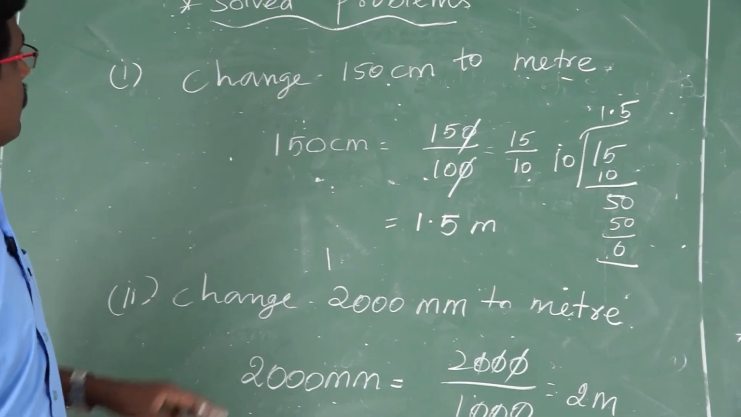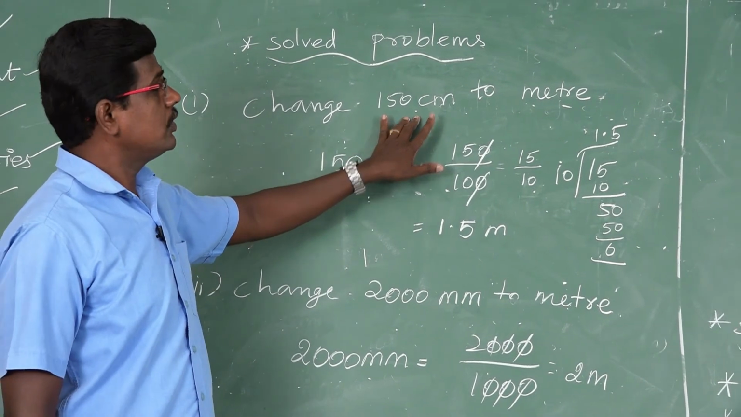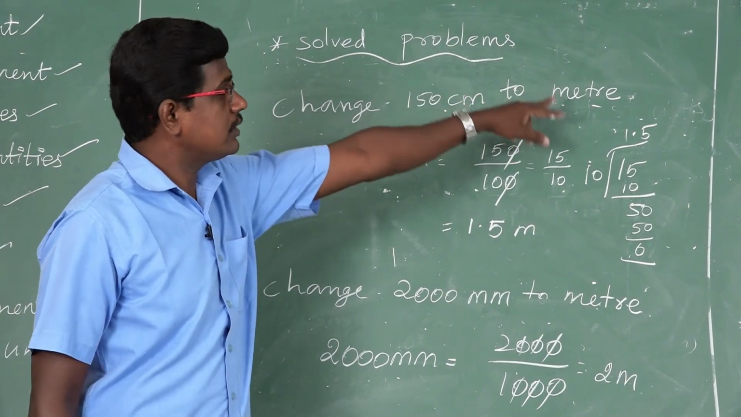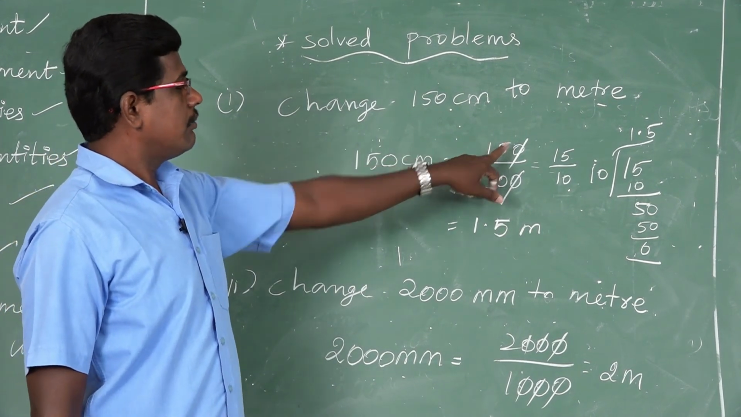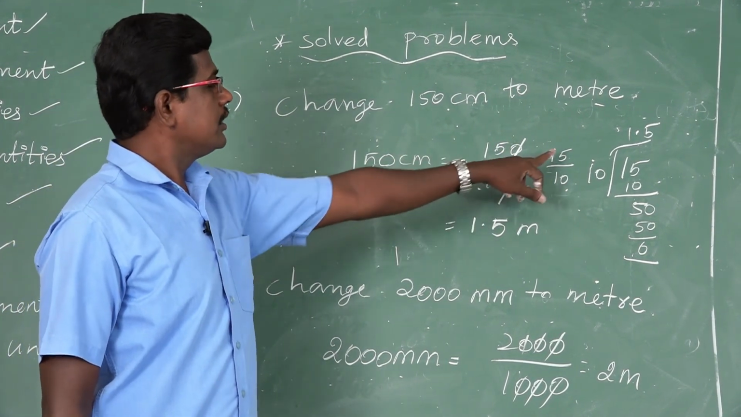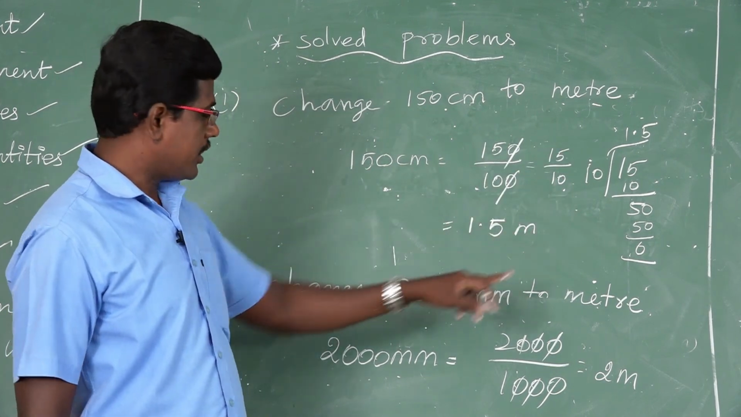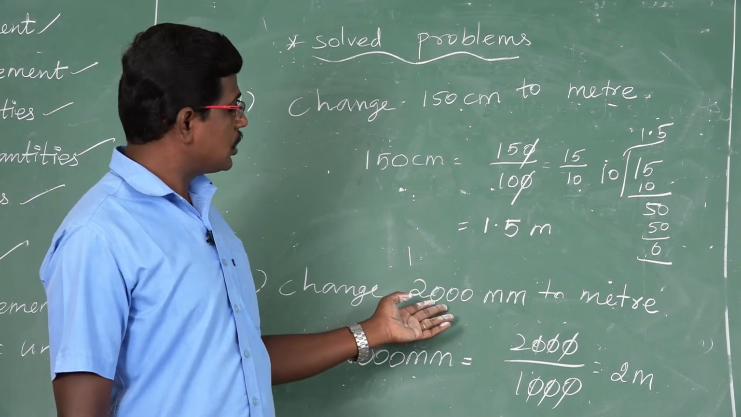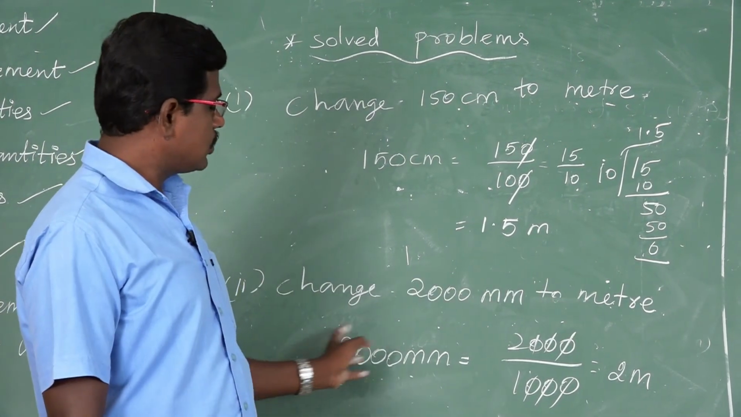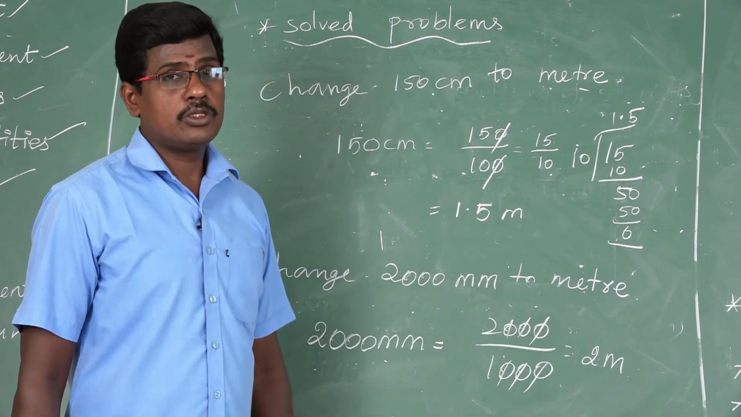Okay, the solved problem: change 150 centimeters to meters, converting a submultiple unit to meters. 150 centimeters equals 150 divided by 100, the zeros cancel, 15 divided by 10 equals 1.5 meters. Another example problem: change 2000 millimeters to meters. 2000 millimeters equals 2000 divided by 1000, which equals 2 meters.